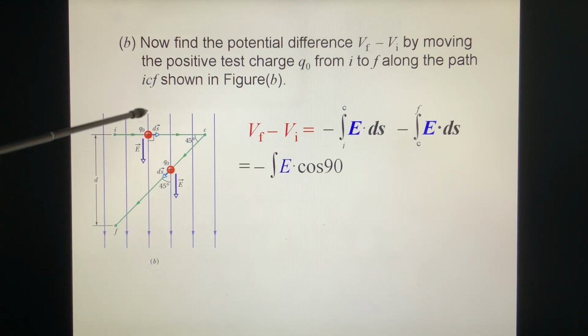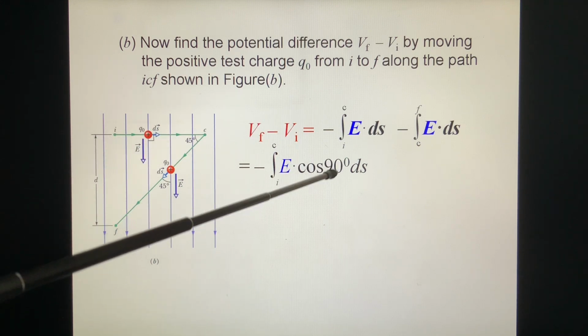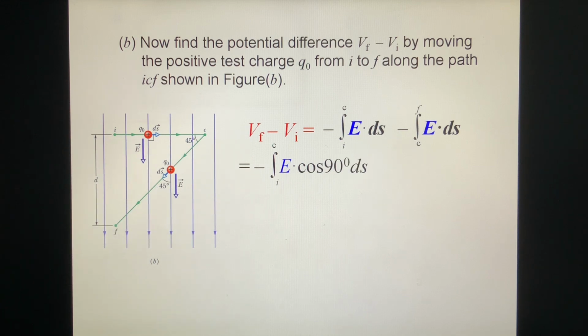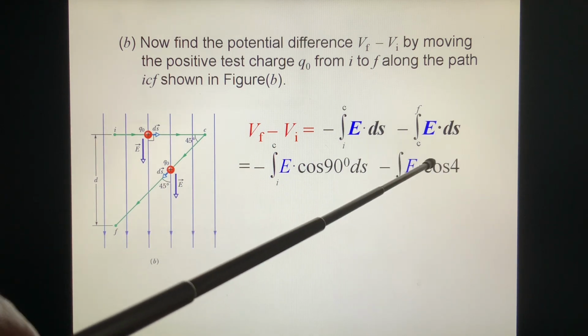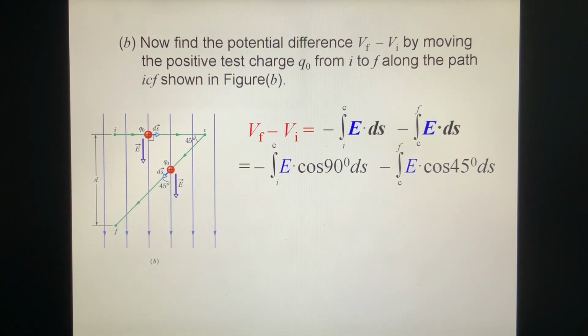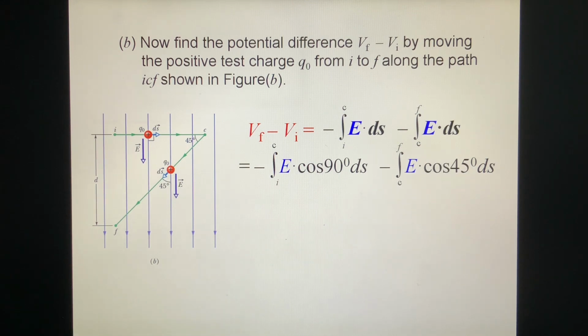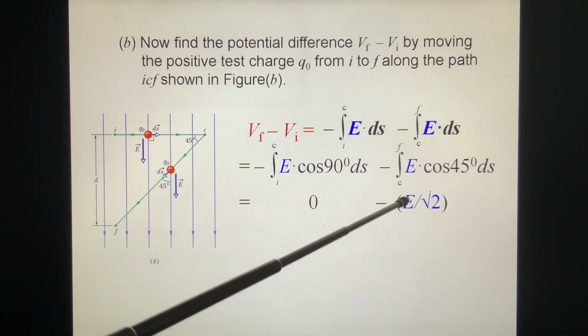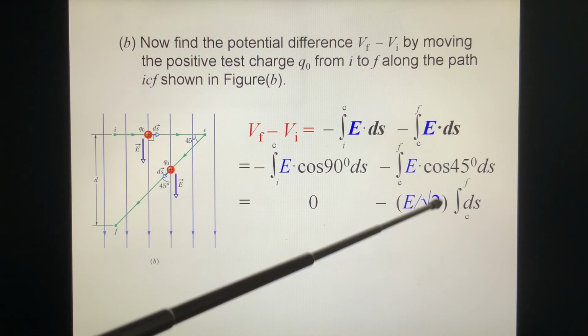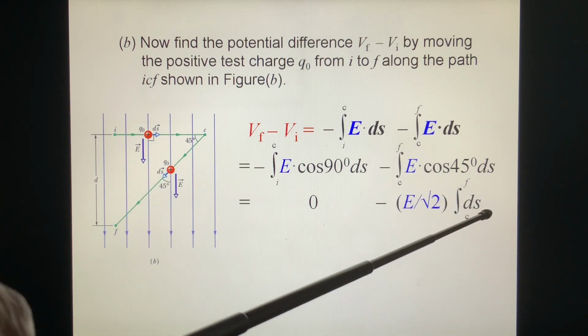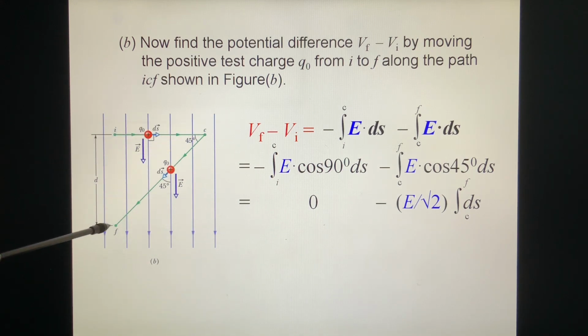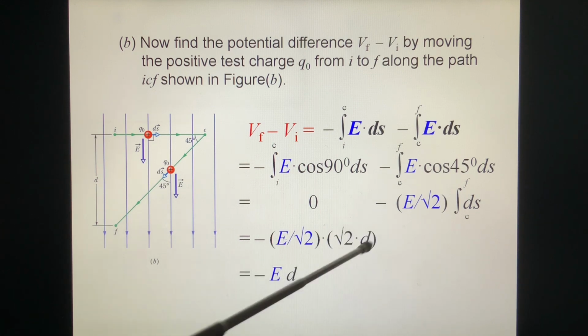Then we do it separately. In the first section, E is downward and ds is horizontal, so the angle is 90 degrees. Cosine 90 degrees is 0, so this is 0. In the second, E is in this direction and ds has an angle of 45 degrees. So this equals minus E cosine 45 times the integral of ds from c to f. E is constant everywhere, and cosine 45 is square root 2 over 2. The integral of ds is the length s, which is d square root 2. So we get minus d E, the same as before.